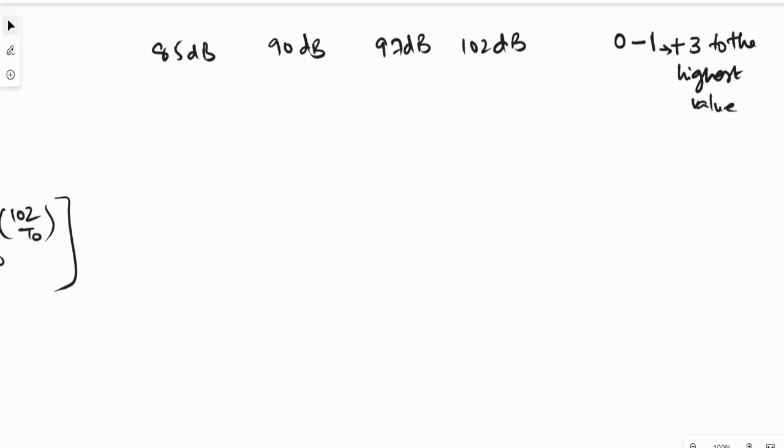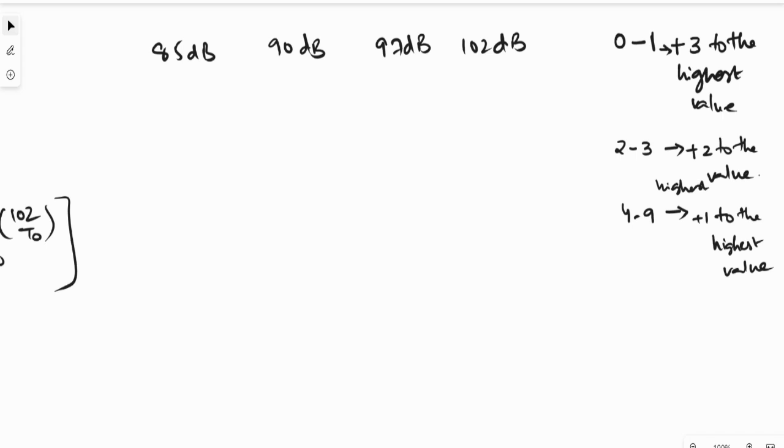If the difference is 2 to 3, then you will have to add 2 to the highest value. If the difference is 4 to 9, you will have to add 1 to the highest value. Similarly, if the difference is greater than 10, you will have to add 0 to the highest value.